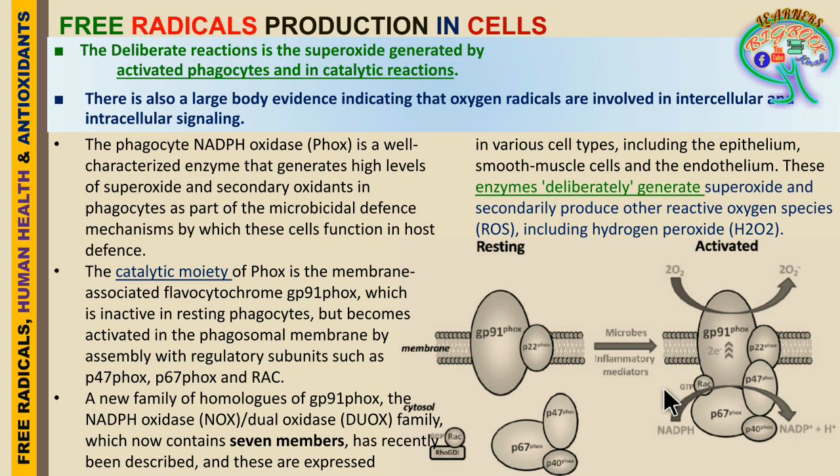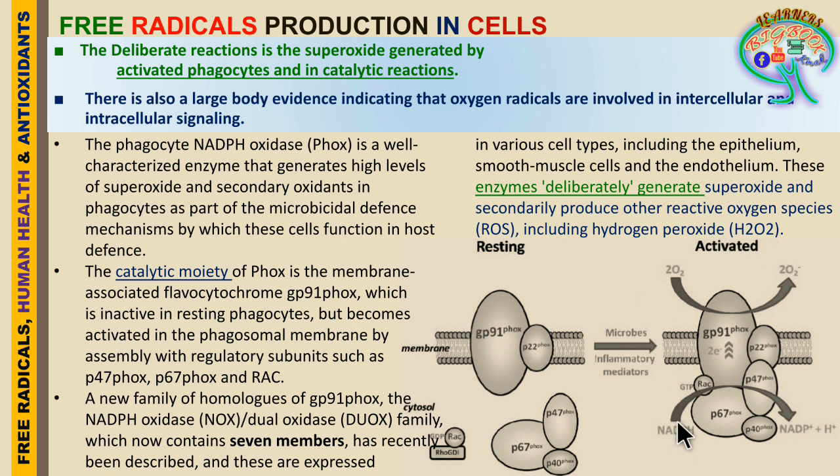Now these form the assembly when there is microbial influence. Because of that, this assembly is initiated by the phagocyte NADPH oxidase phox. Here you can see it makes the resting phagocyte an activated phagocyte. Because of this, it is expressed in various cell types, including the epithelium, smooth muscle cells and the endothelium. These enzymes deliberately generate superoxide and secondarily produce other reactive oxygen species, including hydrogen peroxide.